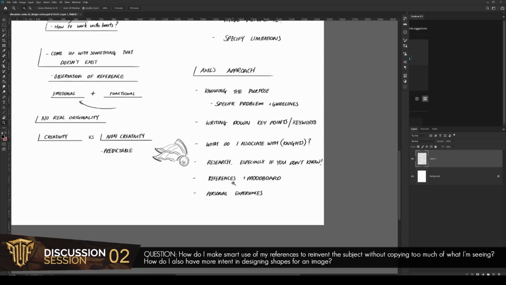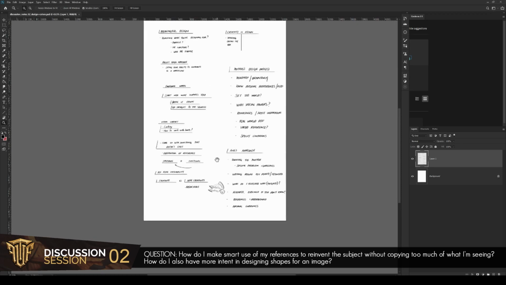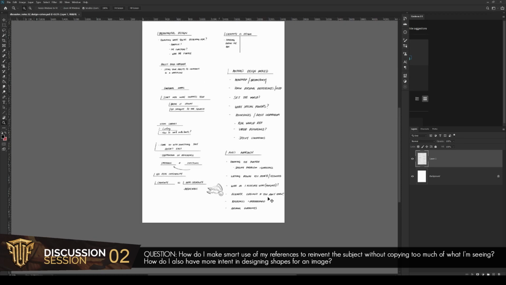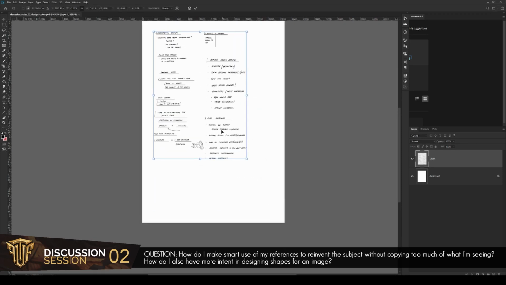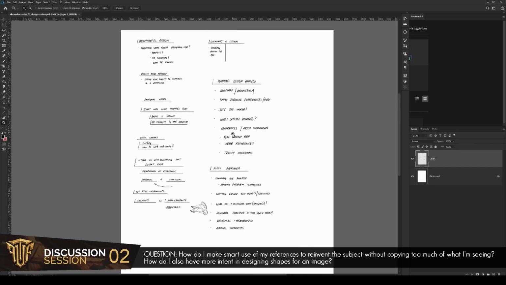And then I would start merging all those different visual ideas together and sketch and put out lots of different ideas and go from there. That's about it.